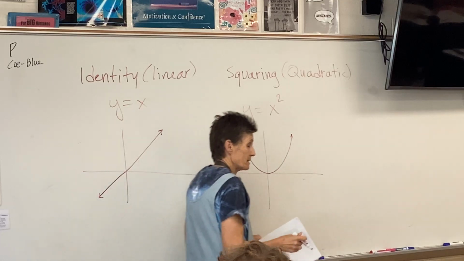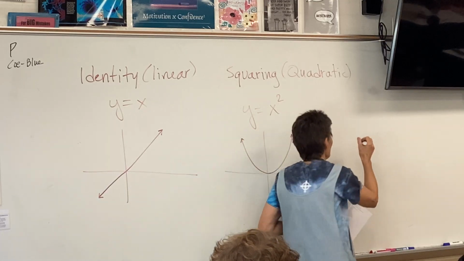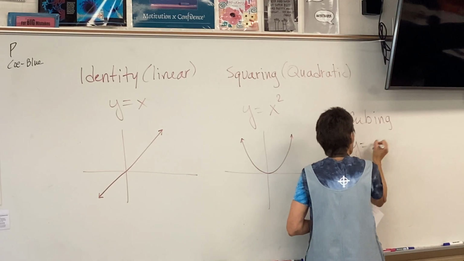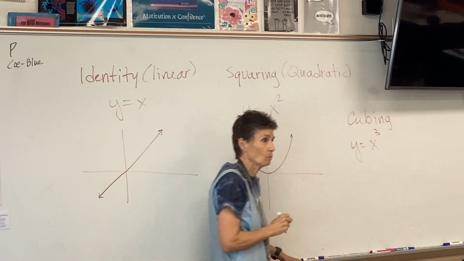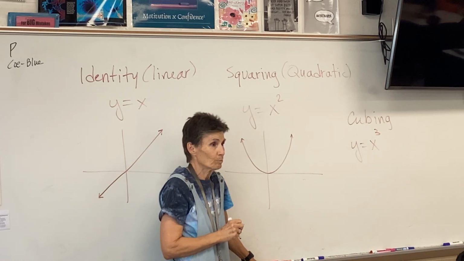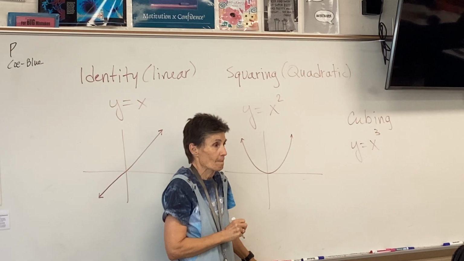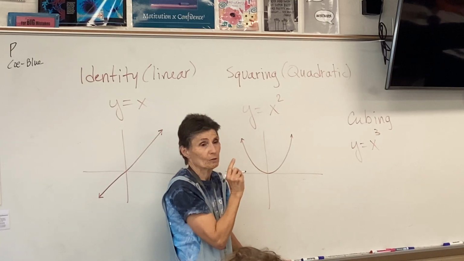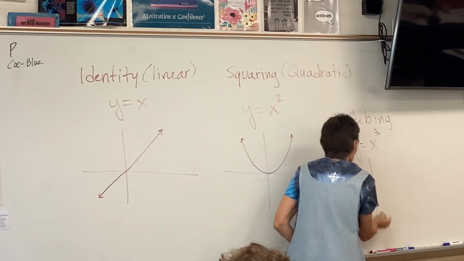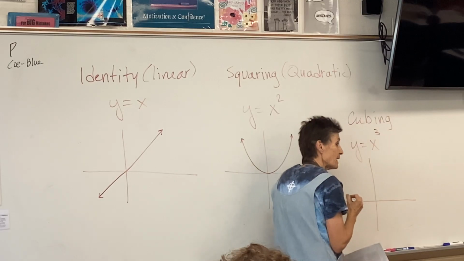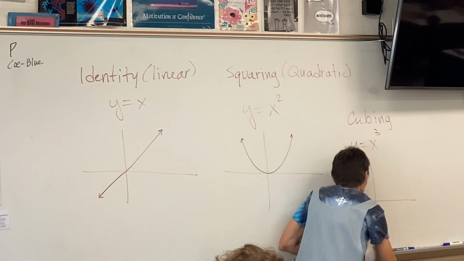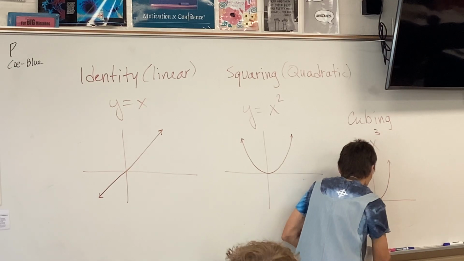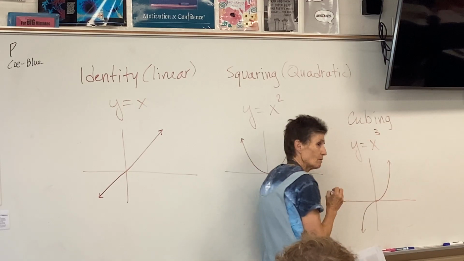Right? What's the next one on our BFF sheet? What's it called? Cubing. There's no other name. That one is just the cubing function. And its equation, you might guess, is y equals x cubed. So we got the squaring, x squared. We got the cubing, x cubed. The curve, and this one, I want you to be a little careful when you draw it. It looks like this. It has a squiggle right there at the origin.